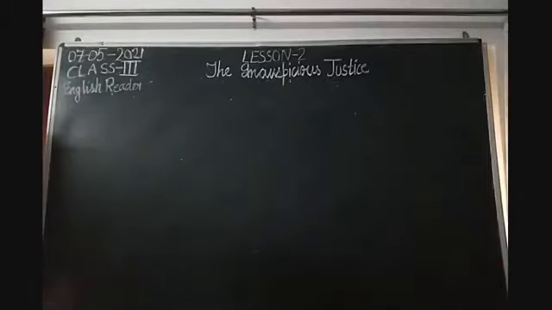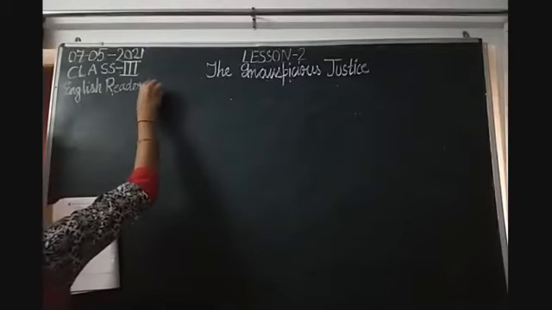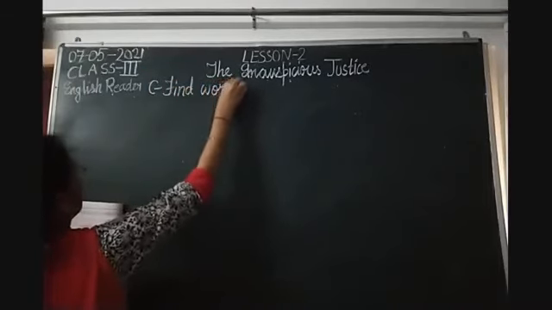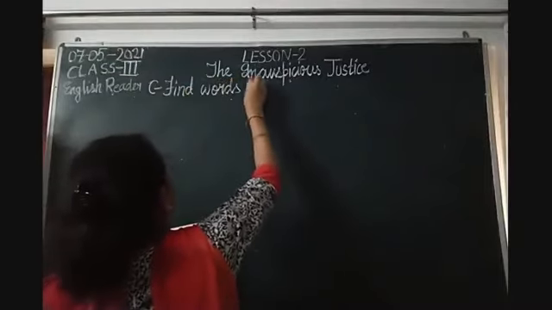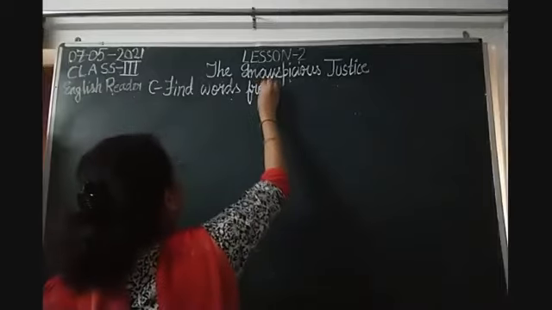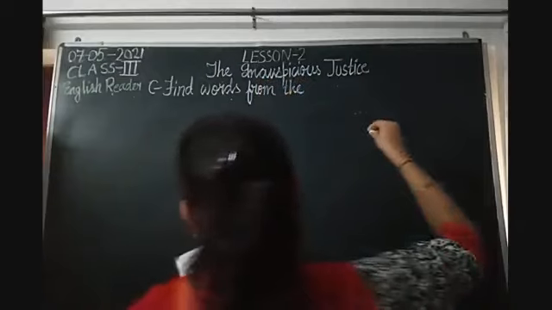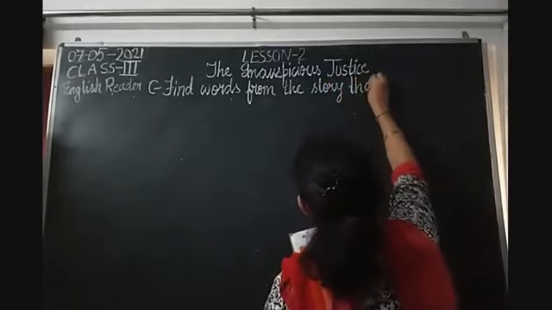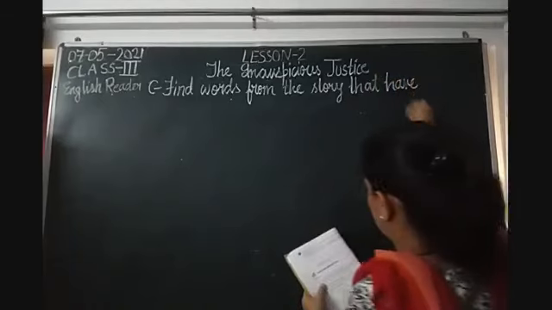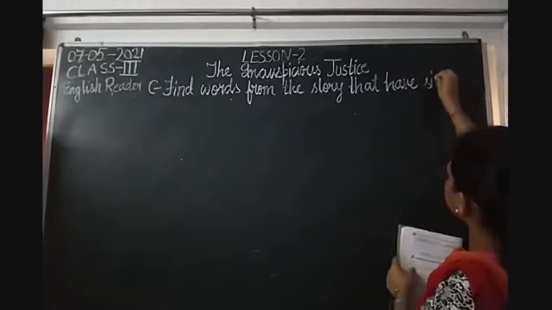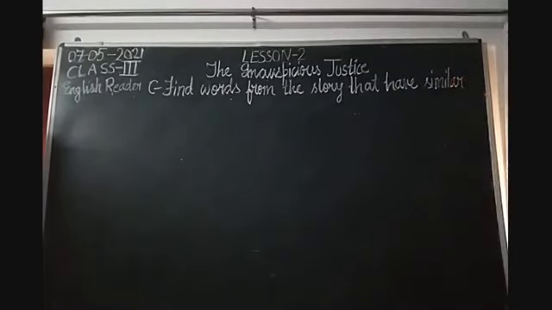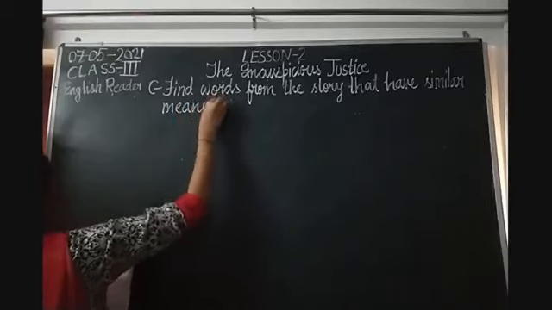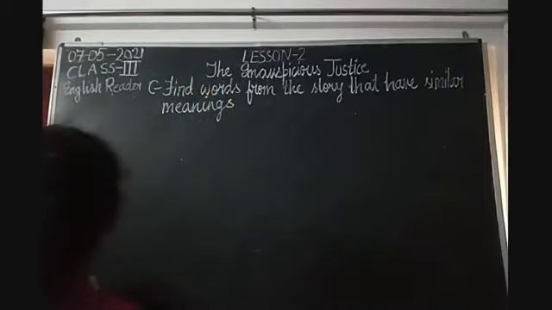Exercise C is find words from the story that have similar meanings. Similar means same. And words with similar meanings are also called synonyms, beta. Similar meanings as the following.